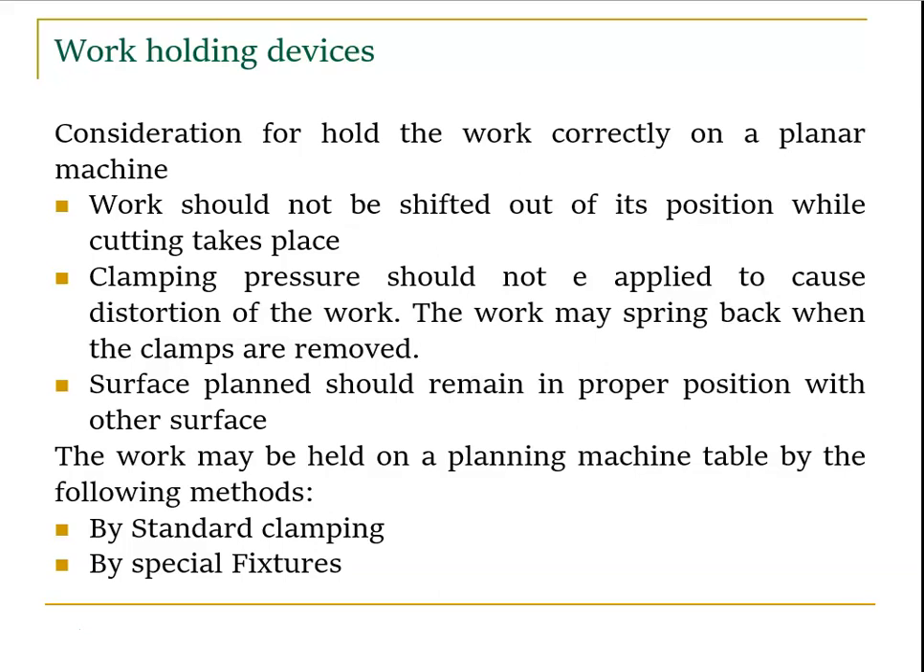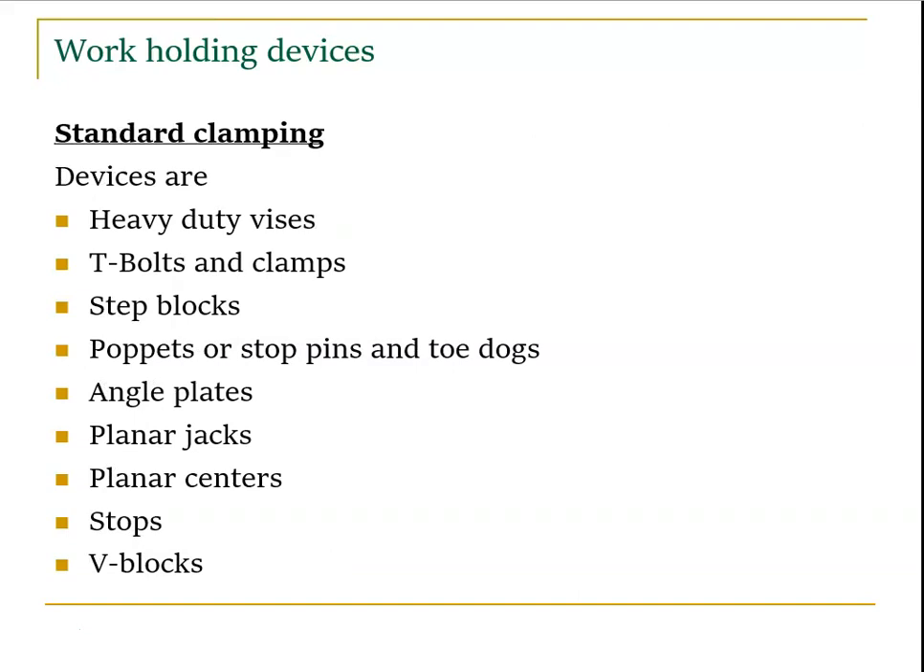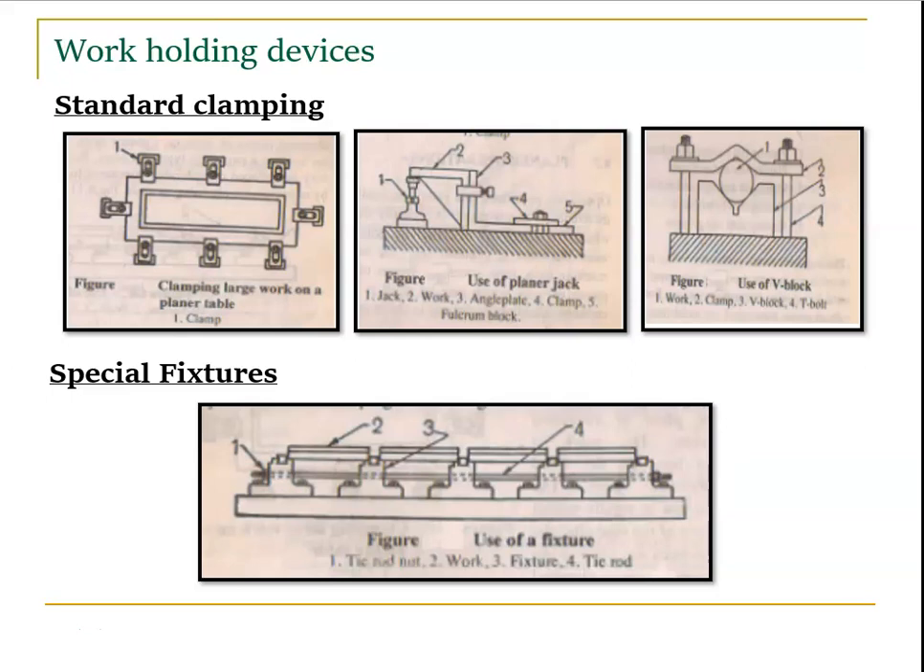We can use some of the work holding devices like standard clamping or special fixtures. So these are some of the devices we can use: vises, T-bolt and clamp, step block, poppets or stoppers or toe dogs. Shaping la pakka adhe dhaan. Angle plate, planer jacks, planer centers, stops and V blocks.